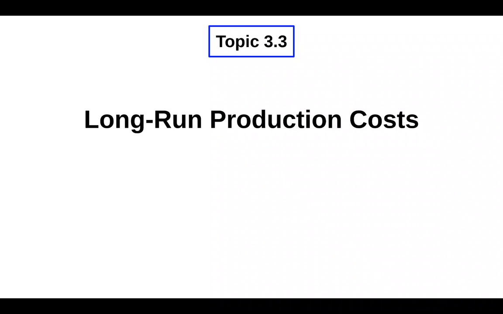In this video, we're going to look at long run production costs. So, up to this point, we've been looking at short run production costs where at least one resource is fixed. The long run opens up possibilities for the firm because every resource is now variable, and that creates some different things the firm can do.